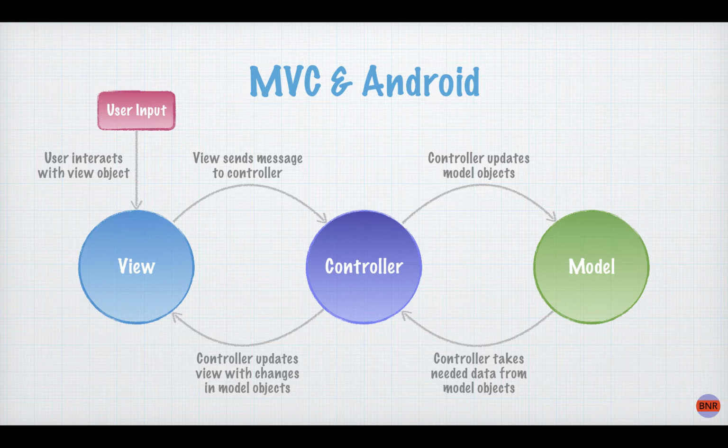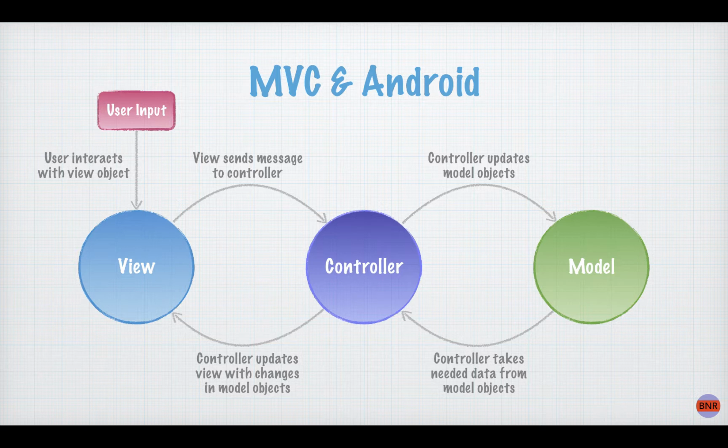In its simplest form, a user interacts with a view. In the case of Android, the view is effectively the screen, and the screen is made of view objects. For example, a button is a kind of view object. When the user presses the button, a message is sent to the controller. Typically, the controller is the activity associated with the current screen.